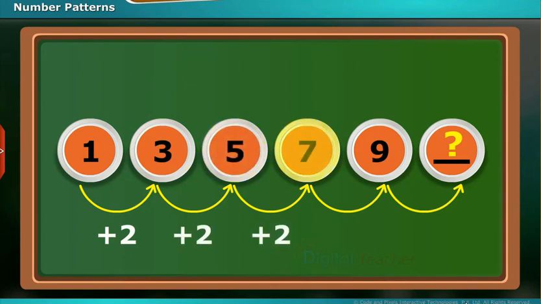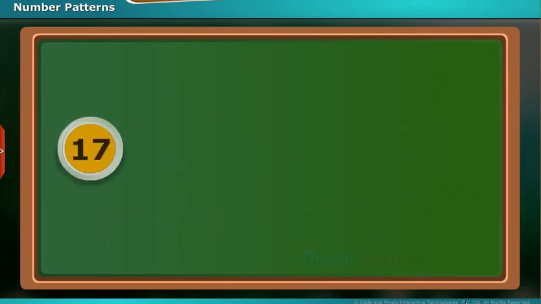Keep adding 2 each time. The next numbers are 7 and 9. After the number 9, the next number will be 9 plus 2 equal to 11. This number pattern is an increasing number pattern by the rule of addition of 2.